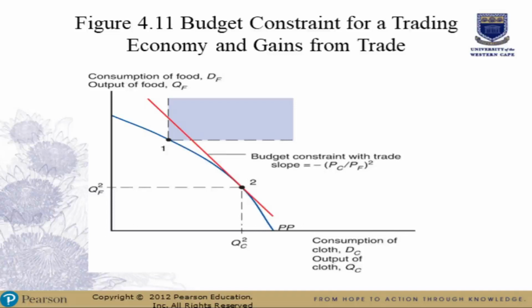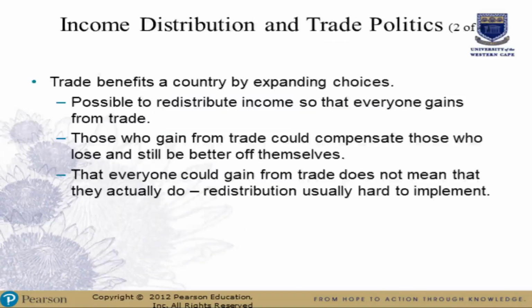Before the trade, the economy consumes what it can produce, such as at point 1. The portion of the budget constraint in the colored region consists of feasible post-trade consumption choices where consumption of both goods is higher than the pre-trade output. The result depicted in Figure 411 shows that there are aggregate gains from trade through an expansion of choices.